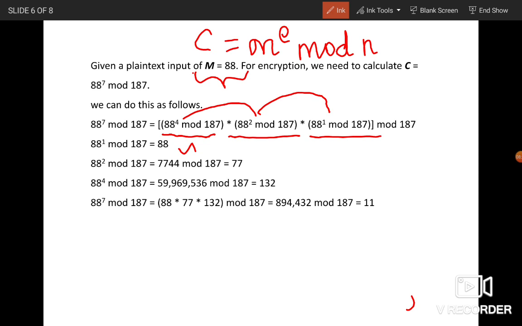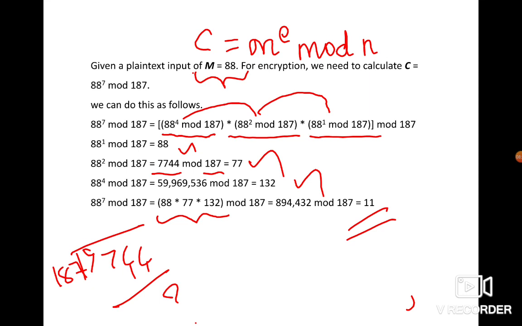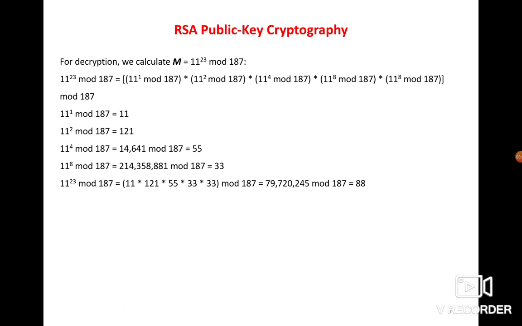88 power 2 is 7744 modulus 187. That is, you have to divide 7744 by 187 and get the remainder. So it is 77. Again we have calculated 88 power 4. It is 132. So now using these values, you can calculate 88 power 7 modulus 187. Okay. So the answer is 11. So this is how we are solving the problem using modular arithmetic.